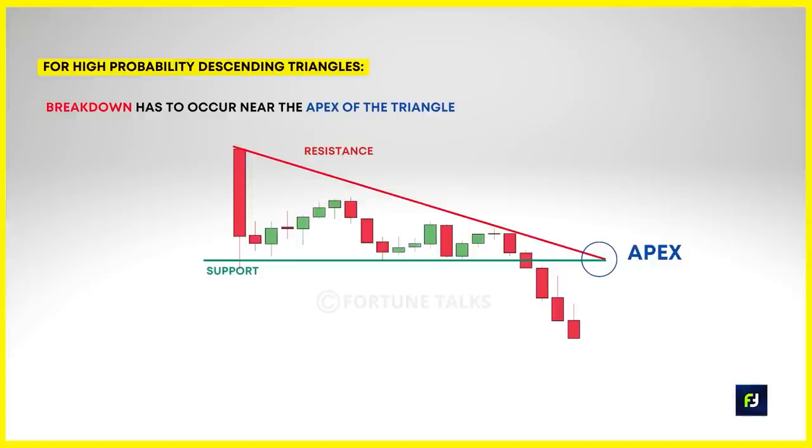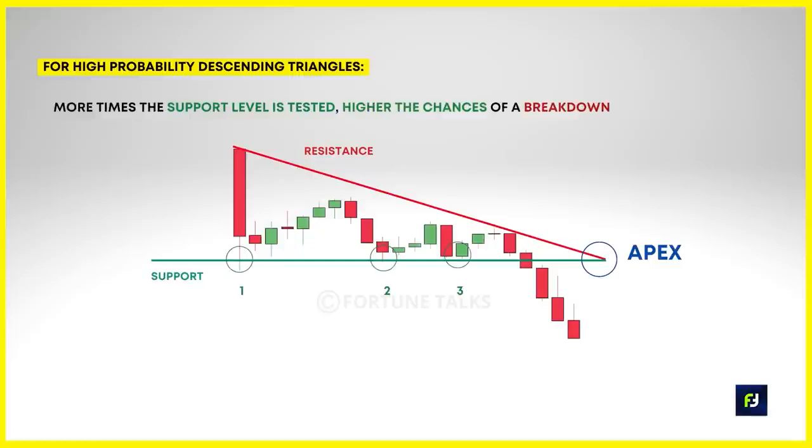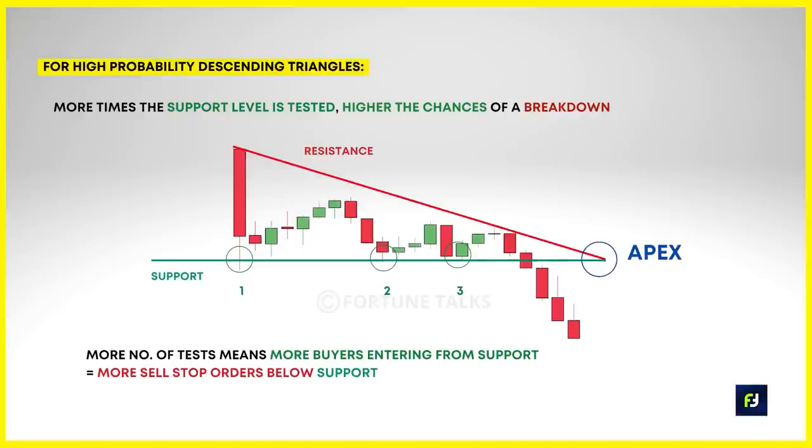Now the reason you want to short near the apex is that it is where the volatility is the lowest and the prices are squeezed. Now when the volatility decreases, chances are the price will explode out of the descending triangle and quickly move in your favor. On top of that, the more times the support level is tested, the better. This is simply because when the price tests the support level multiple times, it will attract more buyers and thereby increase the number of stop loss orders below the support level.